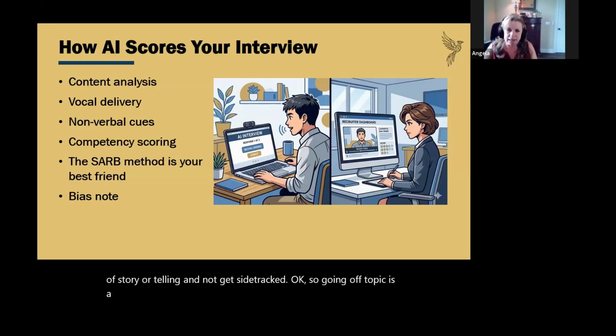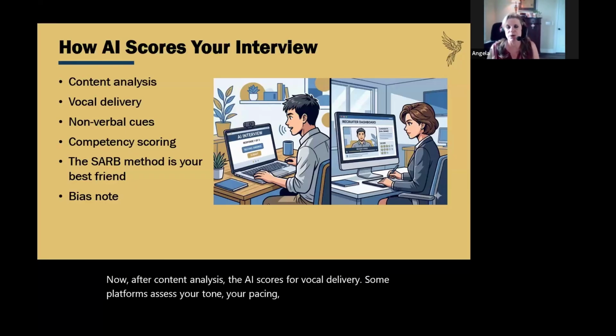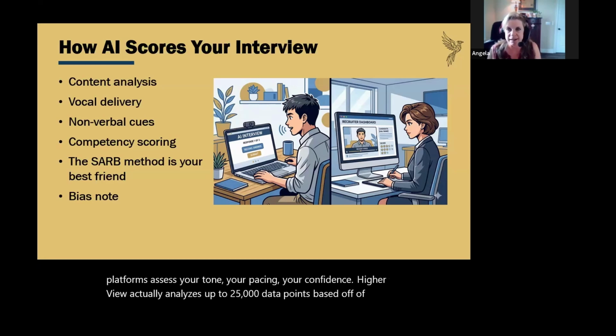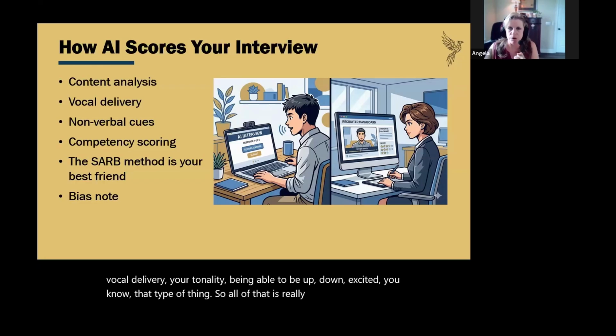Now, after content analysis, the AI scores for vocal delivery. Some platforms assess your tone, your pacing, your confidence. HireVue actually analyzes up to 25,000 data points based off of your vocal delivery, your tonality, being able to be up, down, excited, that type of thing. So all of that is really important. It's the dimensions of how well you communicate, how well you enunciate.